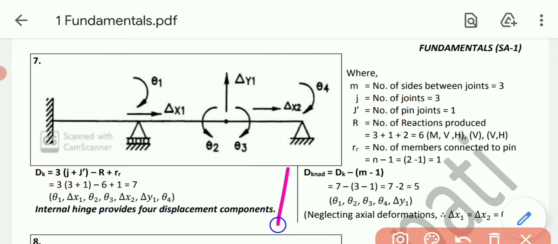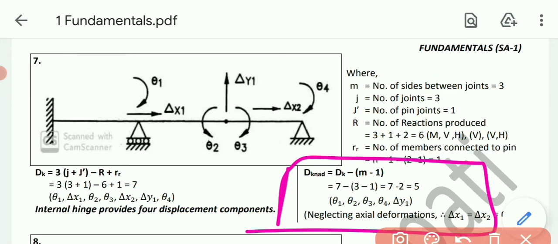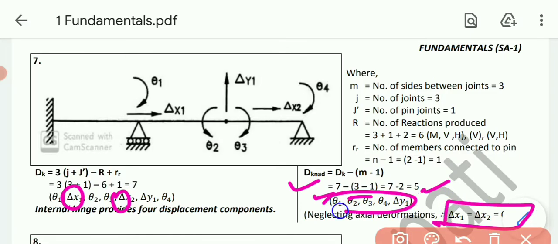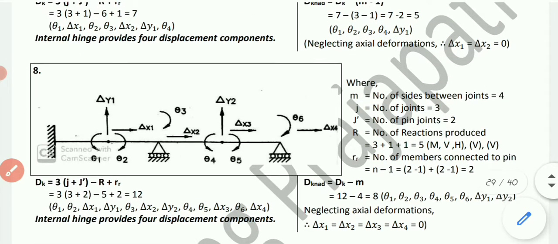Clear? And DKN, in this one the formula will also be changed: DKN equals DK minus M minus 1. Why is this M minus 1, and why this J dash and RR? Just because this internal roller, or we can say internal hinge or pin, is given to us, otherwise we were not doing this kind of sums. Okay, so DK minus M minus 1, so 7 minus 3 minus 1, so 7 minus 2, the answer comes 5. Neglect the horizontal ones from this one, say delta x1 and delta x2 equals 0. So the remaining ones are our final answer. Okay, just a minute.